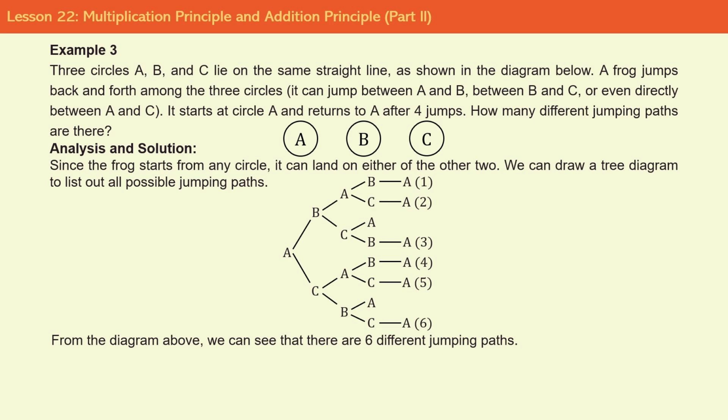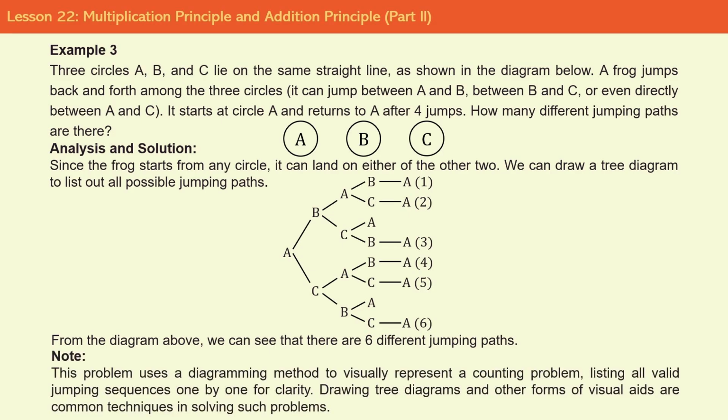Since the frog starts from any circle, it can land on either of the other two. We can draw a tree diagram to list out all possible jumping paths. From the diagram above, we can see that there are 6 different jumping paths. This problem uses a diagramming method to visually represent a counting problem, listing all valid jumping sequences one by one for clarity. Drawing tree diagrams and other forms of visual aids are common techniques in solving such problems.